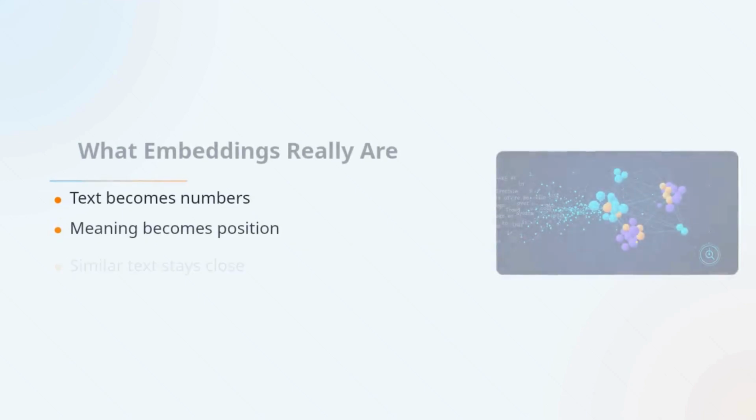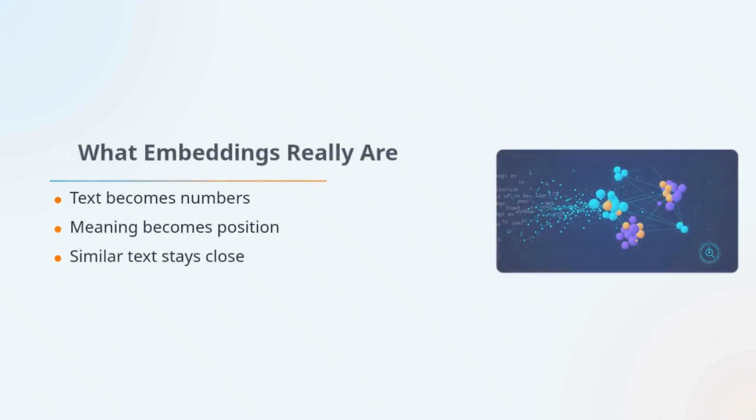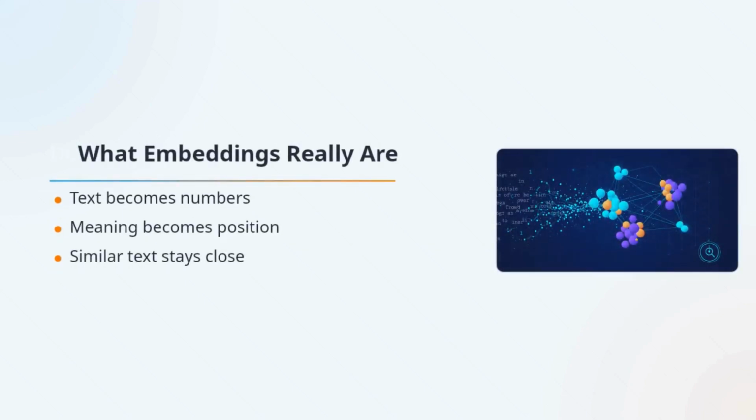An embedding is a numerical representation of text. You can think of it like converting a sentence into a point in a very high-dimensional space. If two pieces of text mean similar things, their vectors land close to each other. If they are unrelated, they stay far apart. This is why embeddings are so powerful for retrieval, recommendation, and RAG systems.